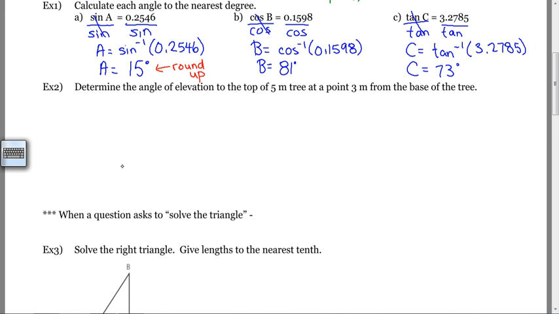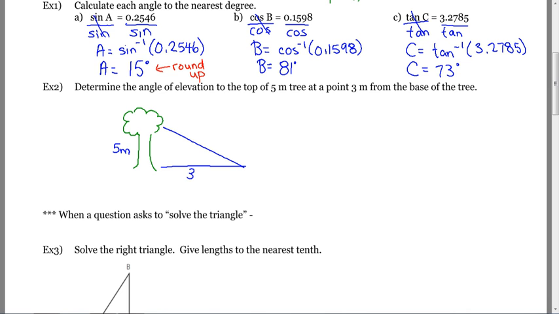Alright, determine the angle of elevation to the top of the 5-meter tree at the point 3 meters from the base of the tree. Let's draw a little tree, shall we? We're doing green. Let's do our triangle. And this would be our 5 meters up. This would be our 3 meters from the base of the tree. And we don't know what the angle is.